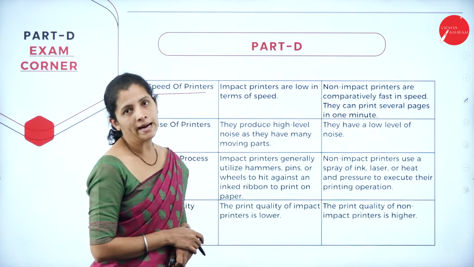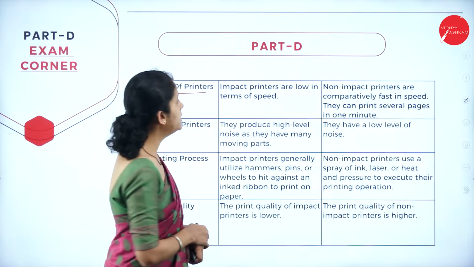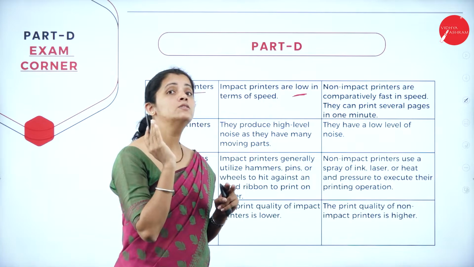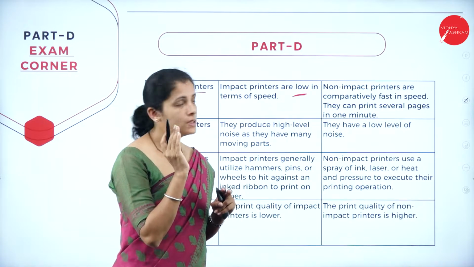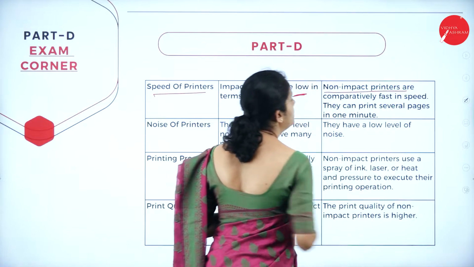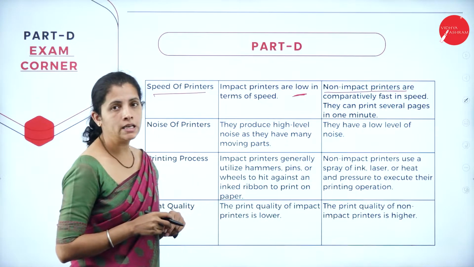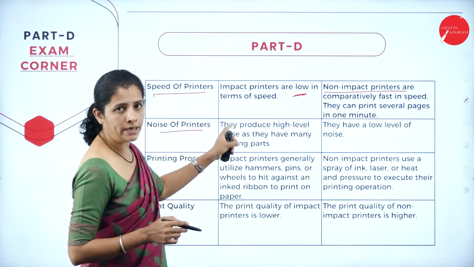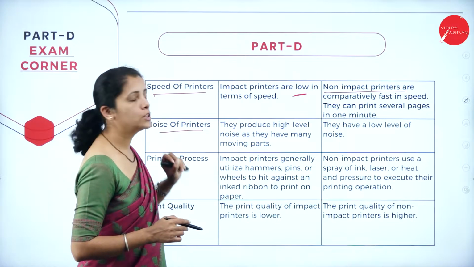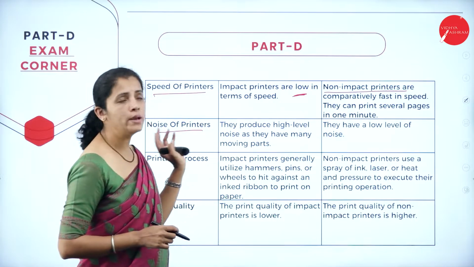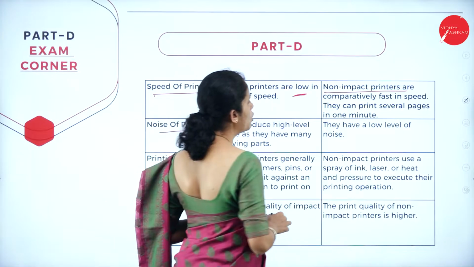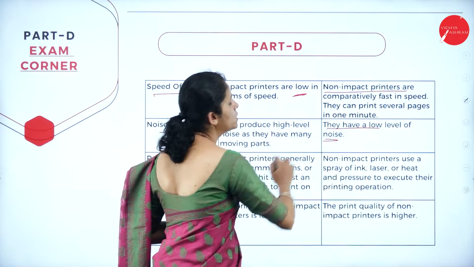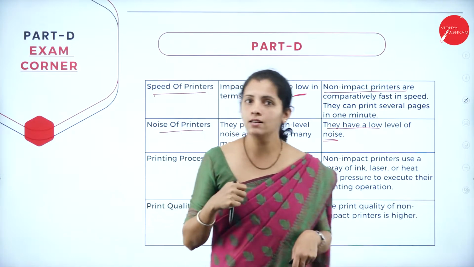If I consider an impact printer, the speed of the printer is low because each time the head is going to hit the ribbon. Now, if I consider a non-impact printer, the speed of printing is high. Now, noise. An impact printer is going to produce noise because of many moving parts. But non-impact printers have a low level of noise, so they produce very little noise.